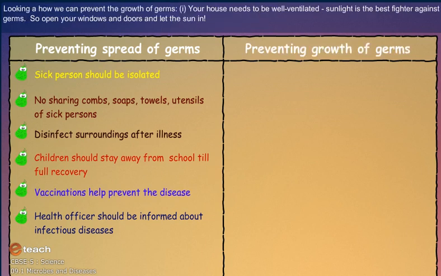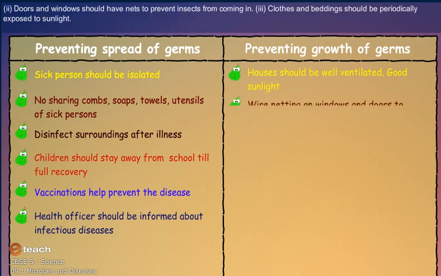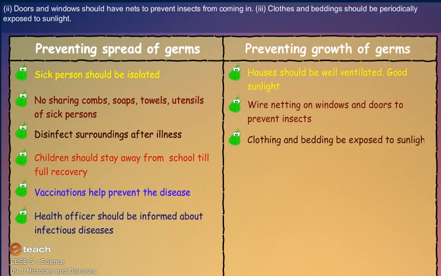Looking at how we can prevent the growth of germs. Your house needs to be well ventilated. Sunlight is the best fighter against germs. So, open your windows and doors and let the sun in. Doors and windows should have nets to prevent insects from coming in. Clothes and beddings should be periodically exposed to sunlight.